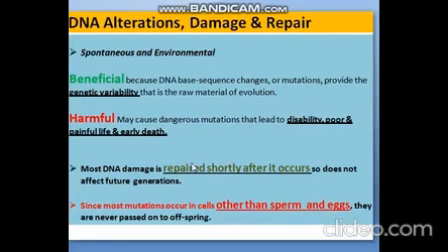There are some types: if there are mutations in the somatic cells, those mutations cannot be transferred from one generation to the other. But if there is a mutation in the germline cells, just like sperm and eggs, they can be passed on from one generation to the other.